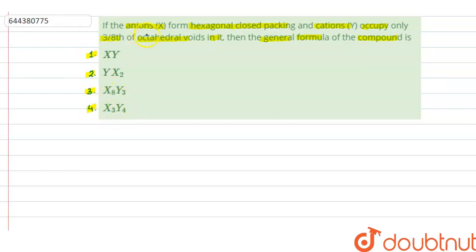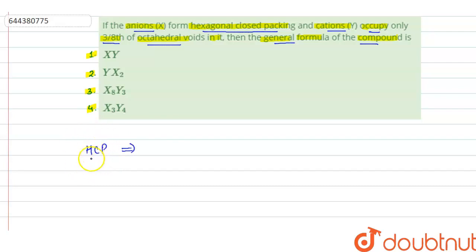So in this question it is given that anions X form the hexagonal closed packing and the cations Y occupy the 3/8 of the octahedral voids present in it. So we have to find out the general formula of the compound. If we talk about hexagonal closed packing, that is HCP, in HCP the coordination number of each particle is 12.